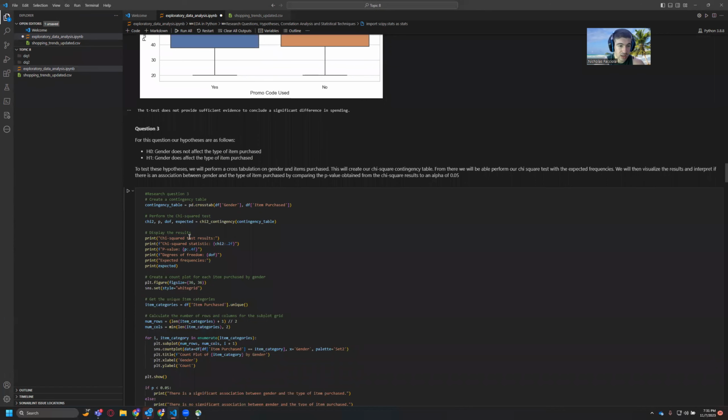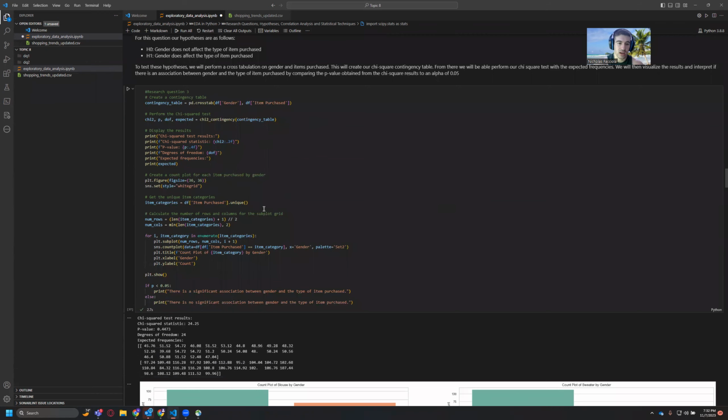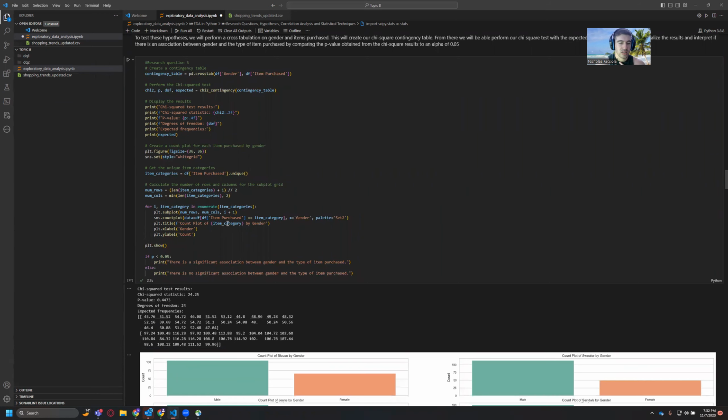Question number 3 is, does gender affect the type of item purchased? So to do this, we're going to run a chi-square test because we're going to test our expected frequencies against our observed frequencies. So the first thing we're going to have to do is get a cross tabulation of gender and item purchased, and that will give us our contingency table to allow us to understand our expected frequencies. And then we can plot this out, and we can see all our expected frequencies.